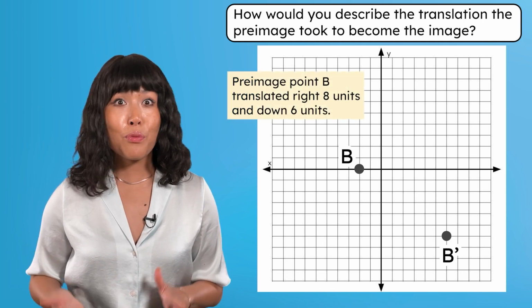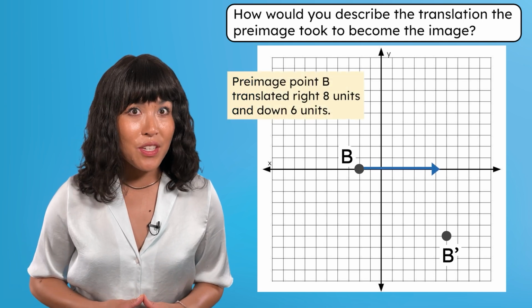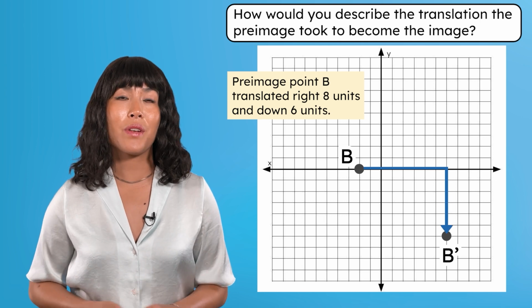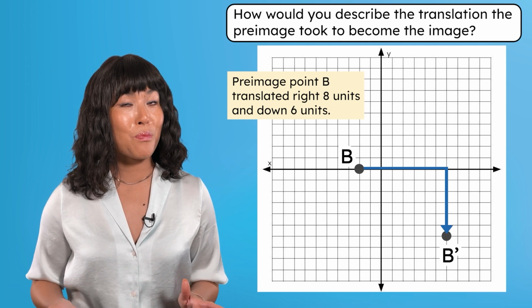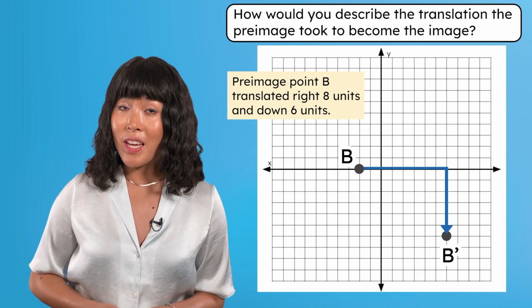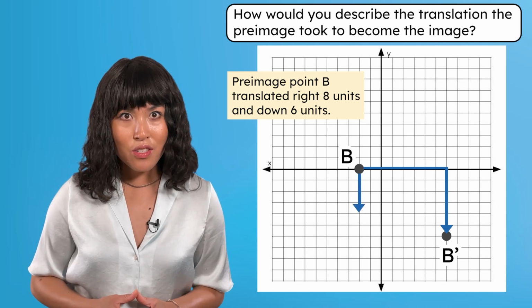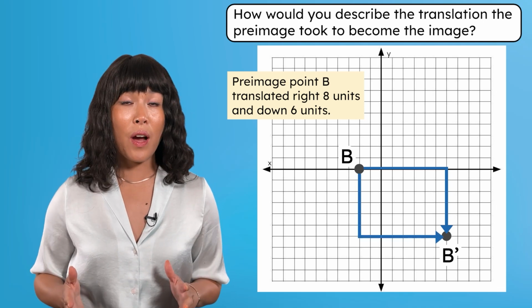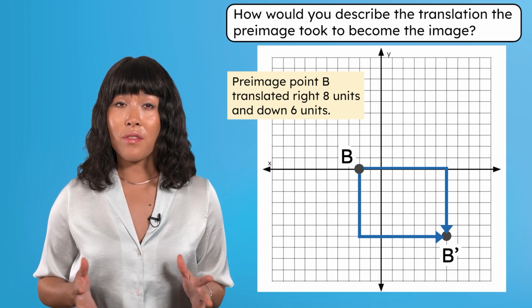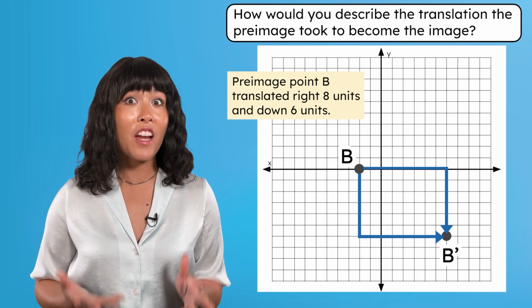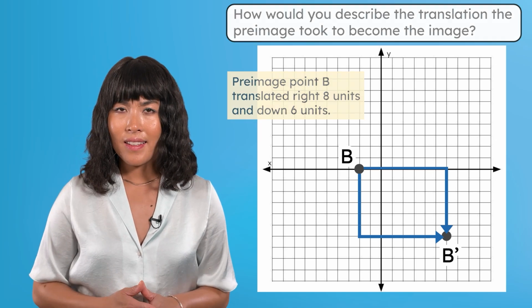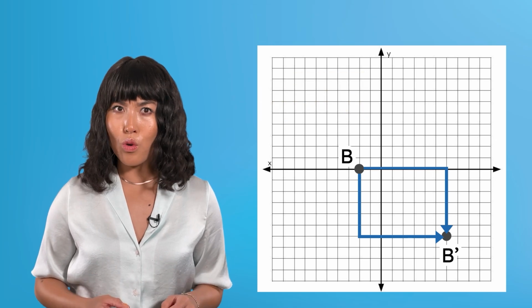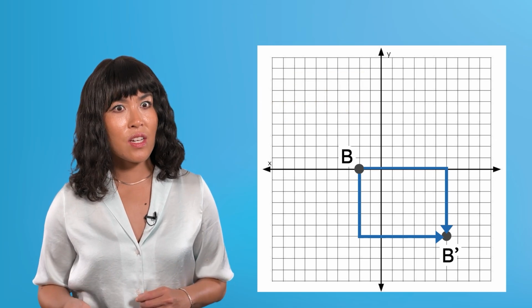We can slide pre-image point B right 8 units and down 6 units, creating image B prime. Alternatively, we can slide the pre-image down 6 units and right 8 units. With all this shifting around, the x and y coordinates of these 2 points must be very different from each other. I wonder if there's a way we can use coordinates to describe translations instead.